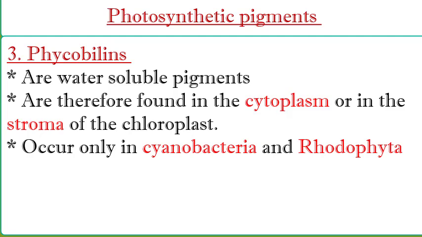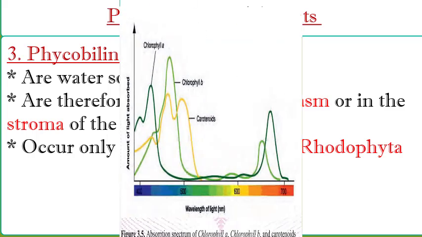The third class of pigments is phycobilin. Phycobilins are water-soluble pigments that are therefore found in the cytoplasm or in the stroma of the chloroplast. They occur only in cyanobacteria and rhodophyta.